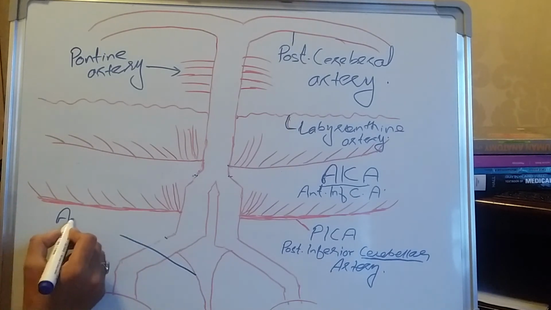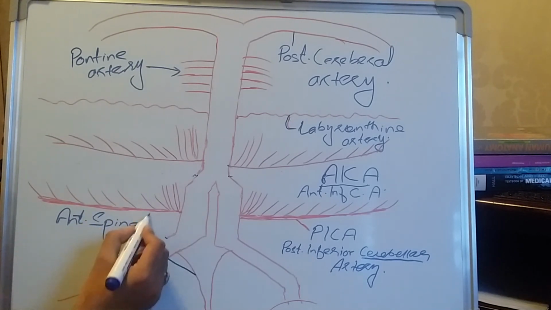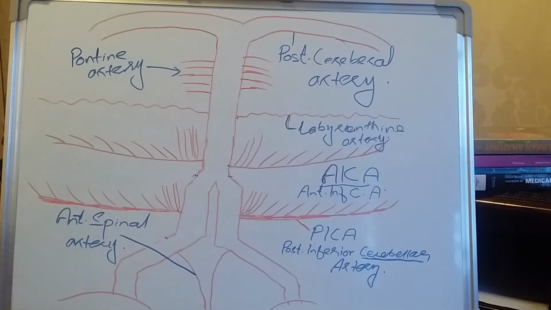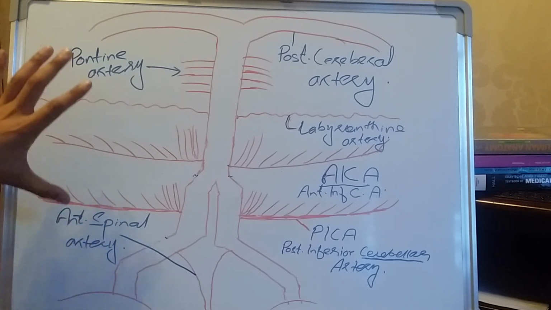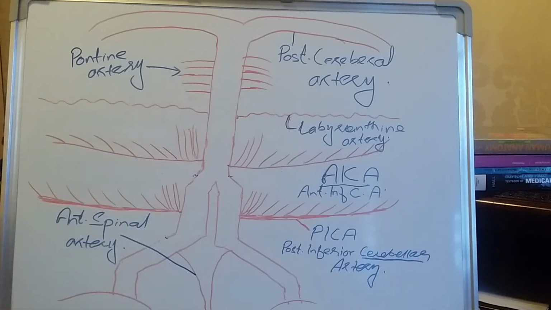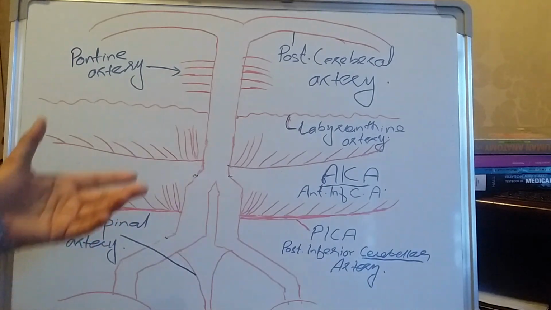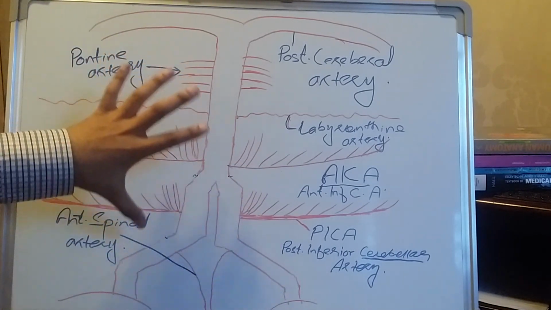They are called the anterior spinal arteries. They provide blood supply to the anterior side of our spinal cord. So I think it's sufficient for this video, and we will discuss in the next video the branches which originate from the internal carotid arteries and join with this system to form a communication, the circle of Willis.